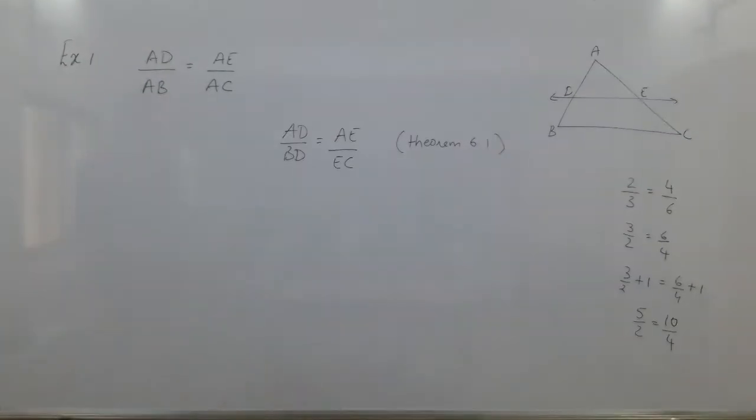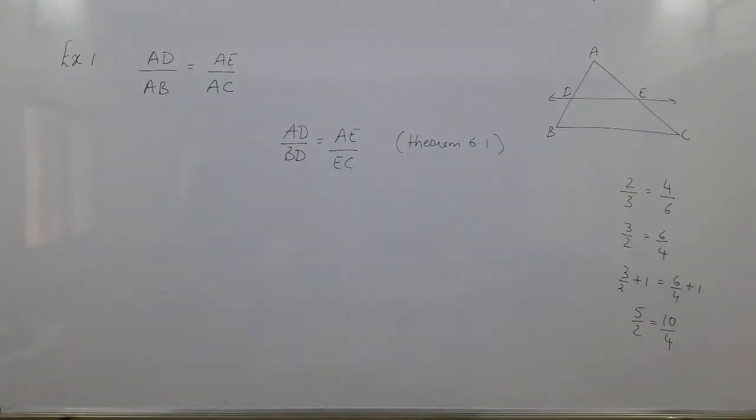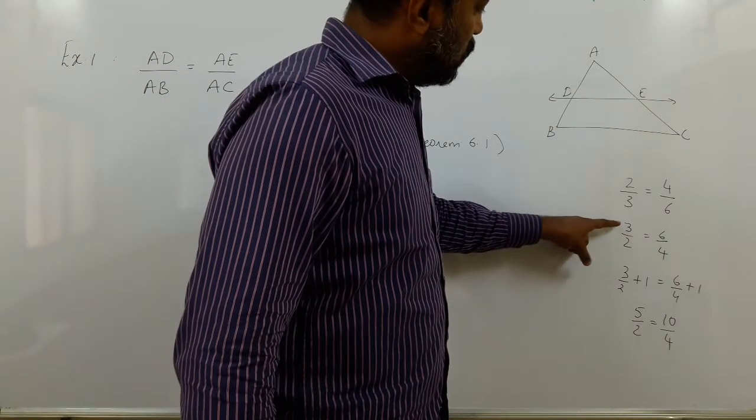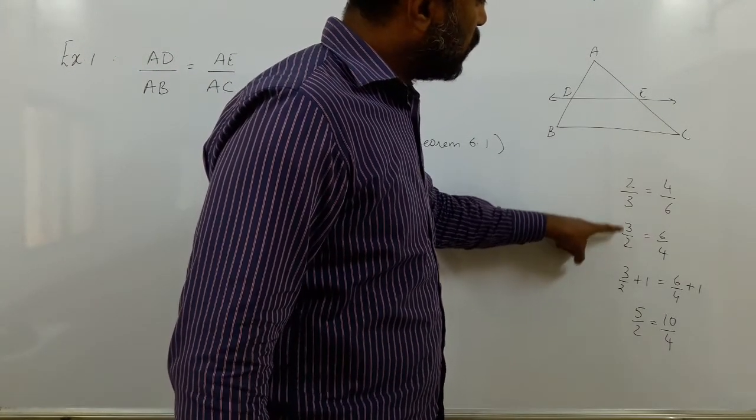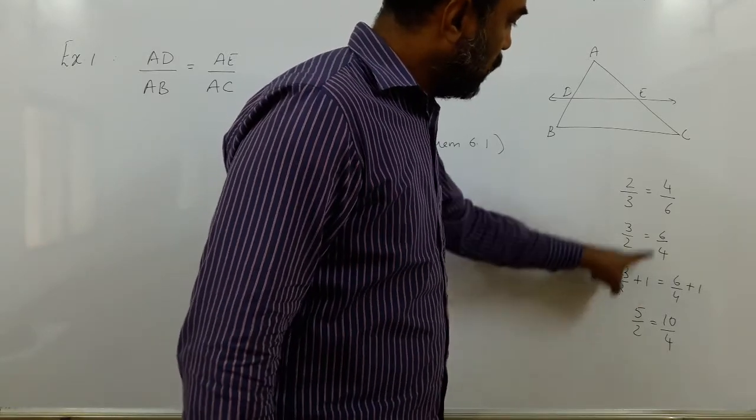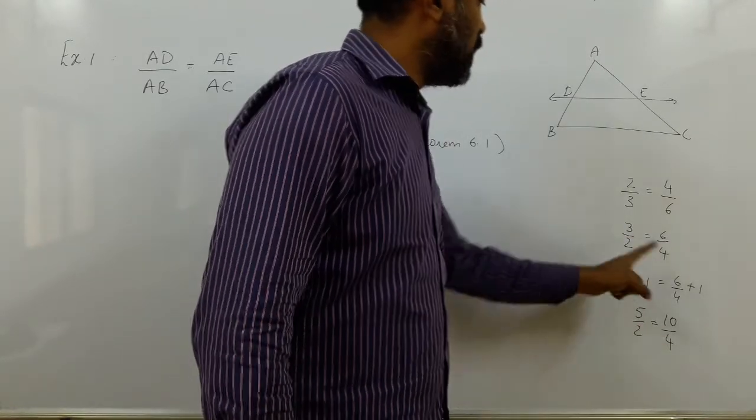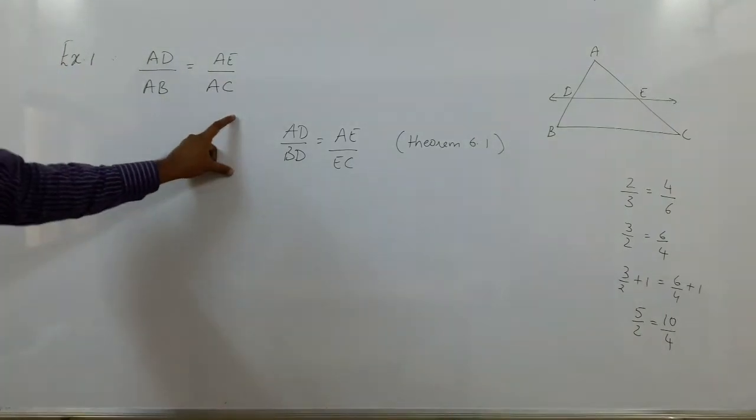So this is invertendo, and then componendo it is called. Okay? What is the componendo here? This is 3 add 2. So 3 plus 2 is 5 upon 2. It gives 6 plus 4, 10 upon 4. But the value does not change. So we have to use the same thing here.